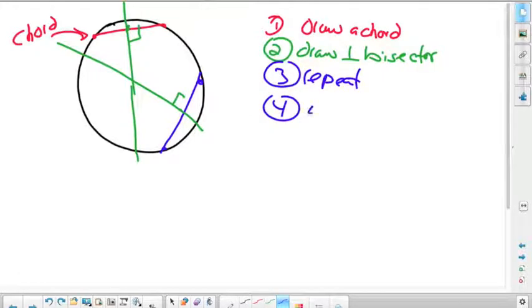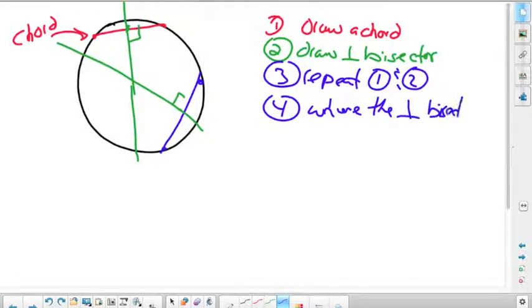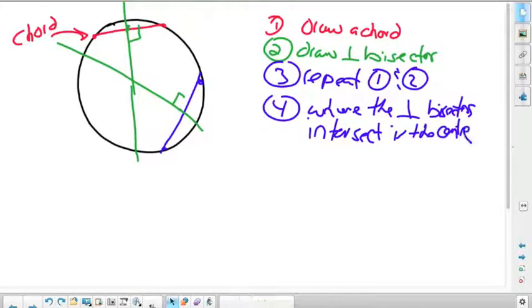4. Where, repeat 1 and 2, where the perpendicular bisectors intersect is the center. That was it. So all we needed to do is calculate the center.